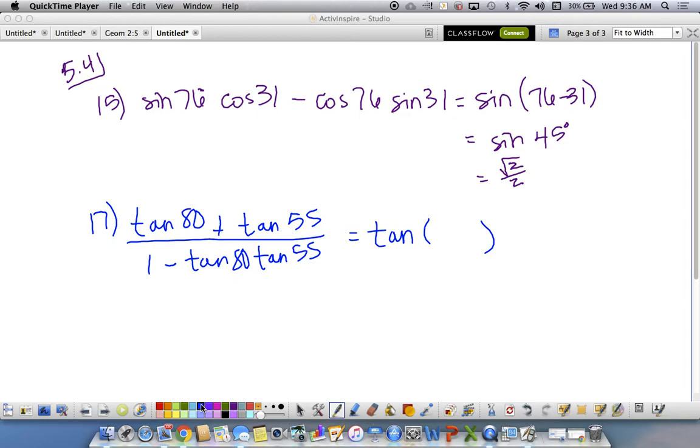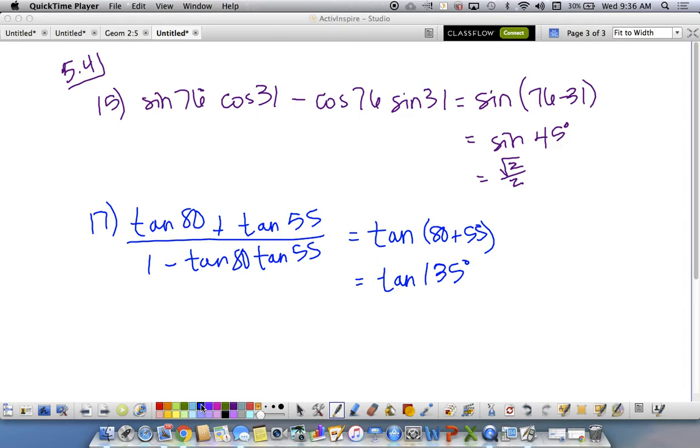If there's a plus on top, that means sine was on top. There was a plus. Cosine with a plus is a minus on the bottom. So what should it be? Should it be a plus? It should be. So what's 80 plus 55? Is it 135? So what is tangent of 135 degrees?